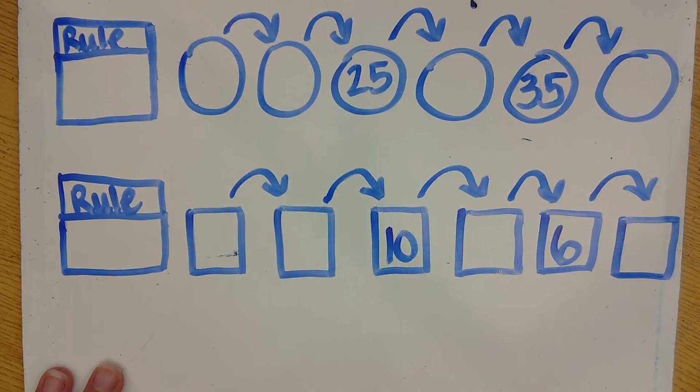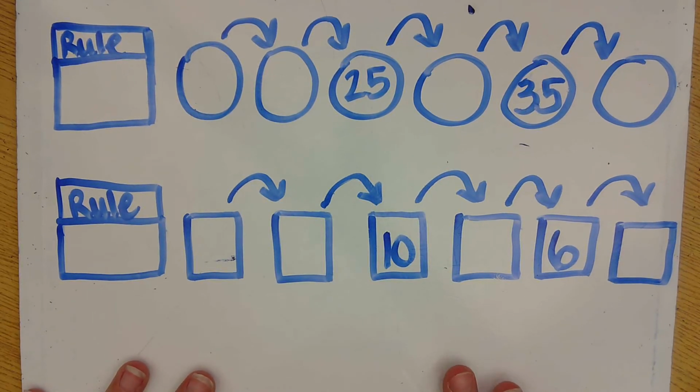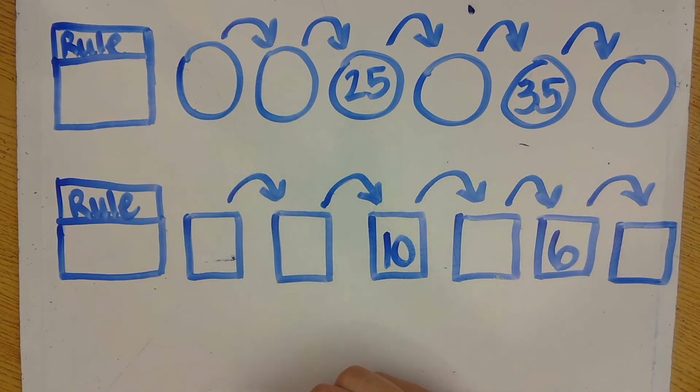All right, friends, let's look at one or two last problems today. Here I have something that's very interesting. I have several frames that are empty. I have rule boxes that are empty. What happens when I have some frames filled in, but I don't have any of the rule filled in?